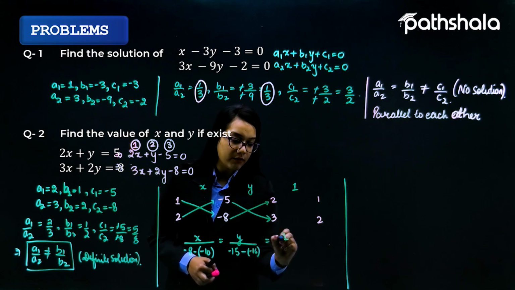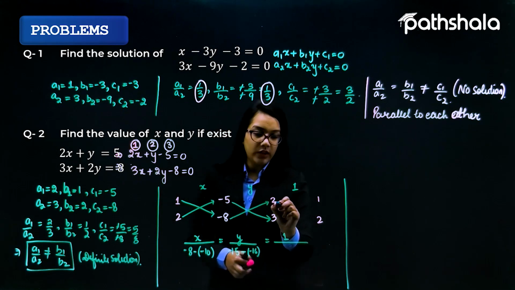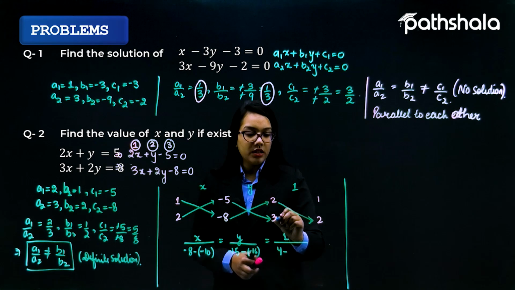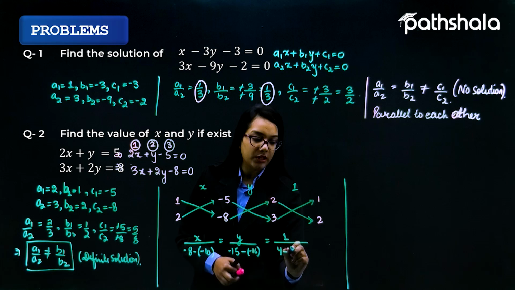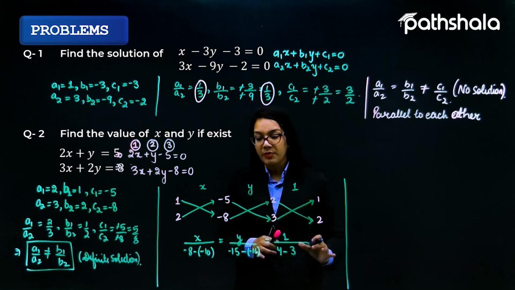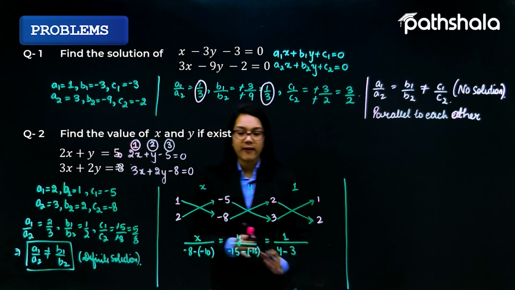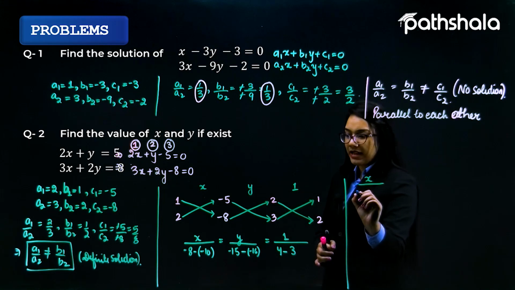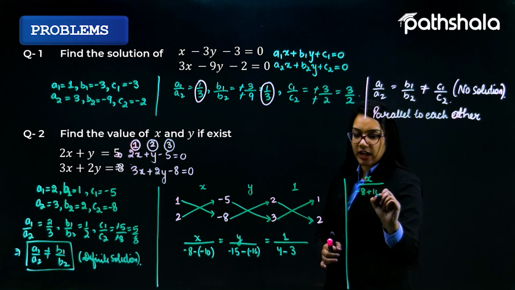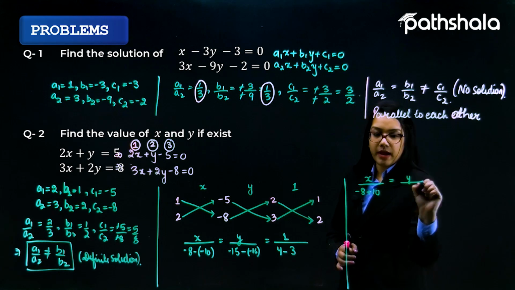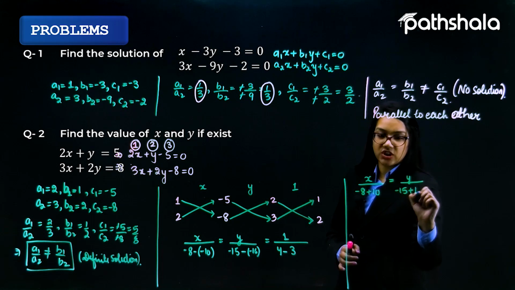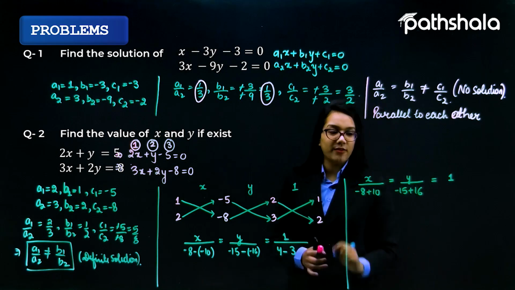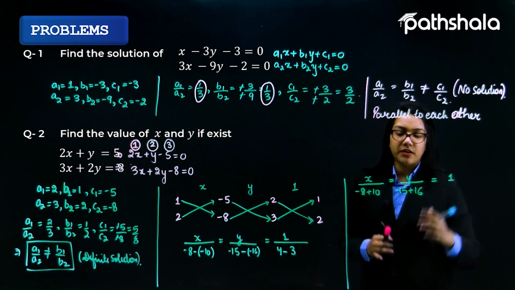Further, we have 1. So 2 will get multiplied with 2. 2 into 2 is 4, minus sign in between, 3 into 1 is nothing but 3. So this is 4 minus 3. So at the end, what are the values that we are getting? We are getting x by minus 8 plus 10, further y by minus 15 plus 16, and further 1 by 4 minus 3, which is again 1. So this is 1 by 1. We can write it as 1.